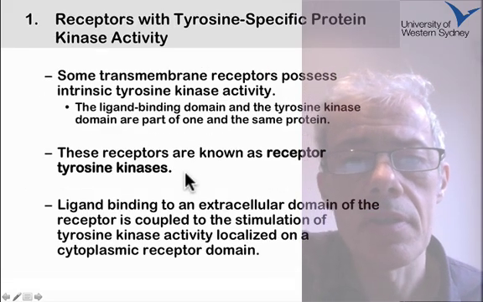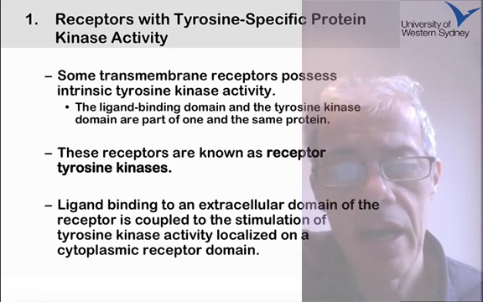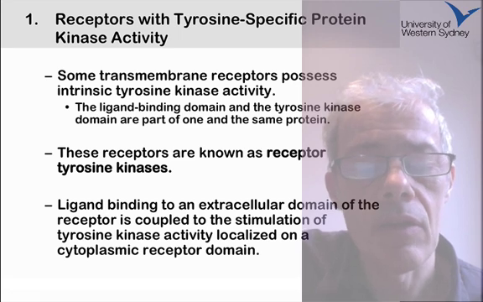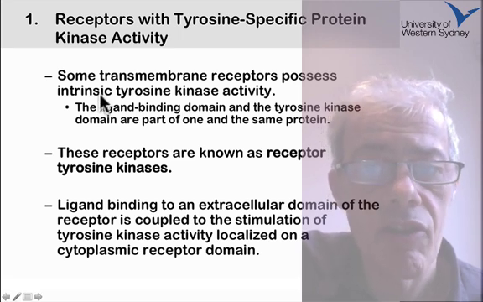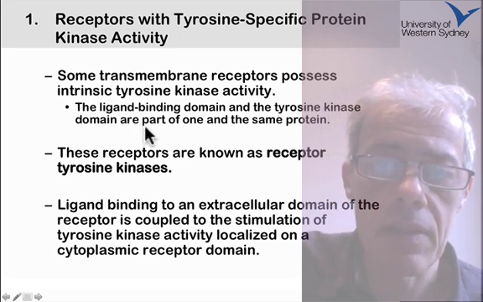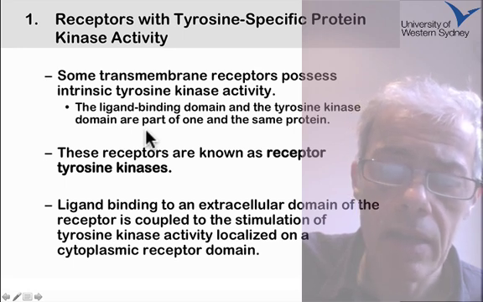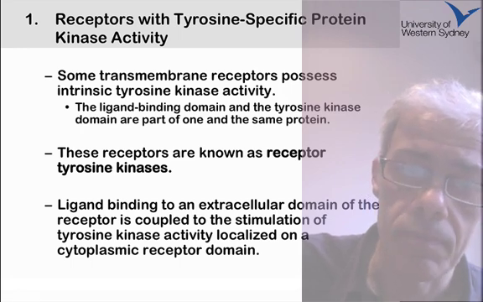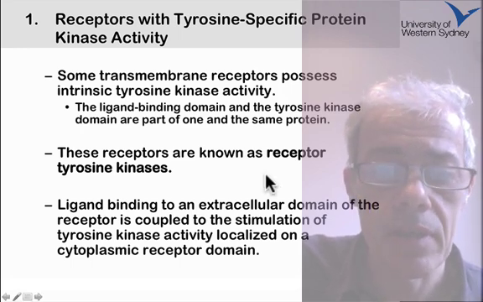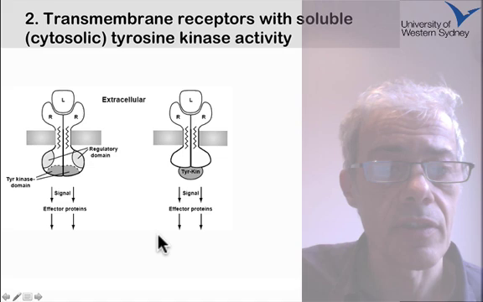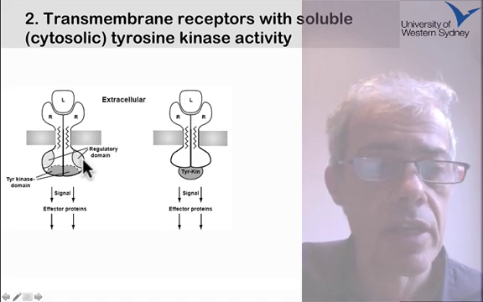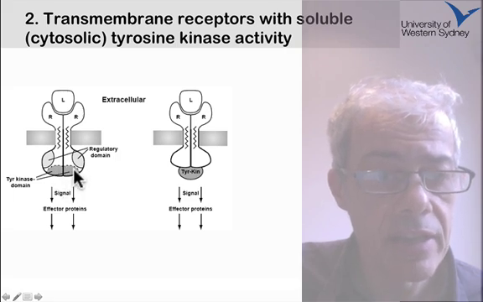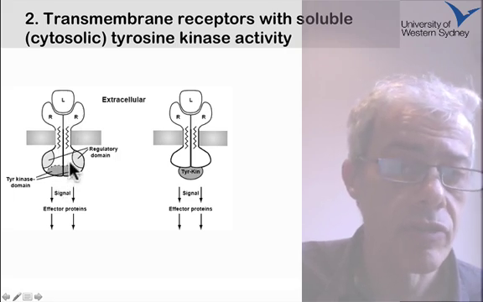So receptors that contain tyrosine kinase activity, there are 2 types. There are receptors that have an intrinsic tyrosine kinase activity, meaning that the tyrosine kinase domain is a part of the same protein that is actually the receptor. Okay? And these are referred to as receptor tyrosine kinases. So this is like a little diagram here which shows the receptor tyrosine kinase, where the tyrosine kinase domain is a part of the actual receptor.